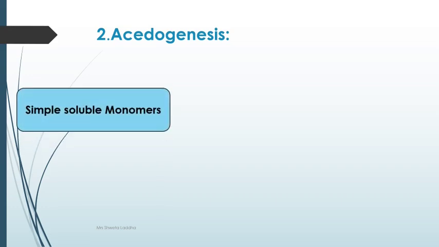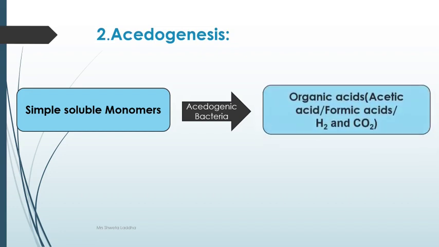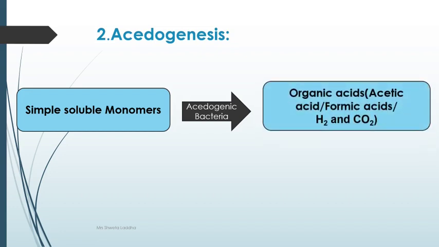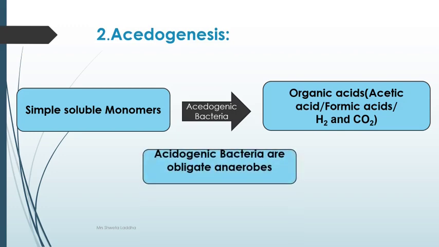Now those simple soluble monomers, the amino acids, the simple sugars or the fatty acids, are acted upon by acidogenic bacteria and converted into organic acids, and therefore the name acidogenesis, formation of acids from simple soluble monomers. So acetic acid is formed, formic acid is formed, hydrogen gas is formed, carbon dioxide gas is formed. This is acidogenesis. And these acidogenic bacteria are compulsory or obligate anaerobes.